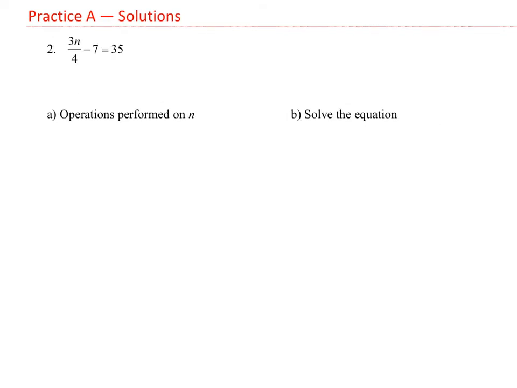Now we're looking at this equation. 3n over 4, that's a fraction, and then 7 is subtracted from that, and the result is 35. So we need to begin by identifying the operations in the correct order that are being performed on the variable n, and there are 3 operations in this case. So let's go ahead and identify those. The first operation that's occurring is actually happening in the numerator of the fraction here. We have 3n. That means n is being multiplied by 3.